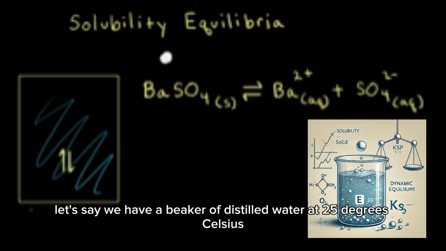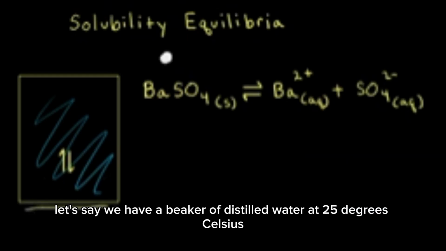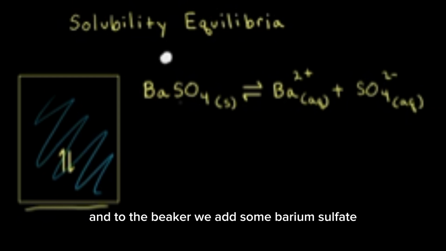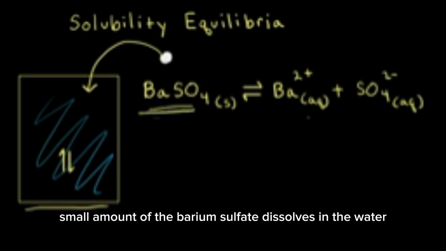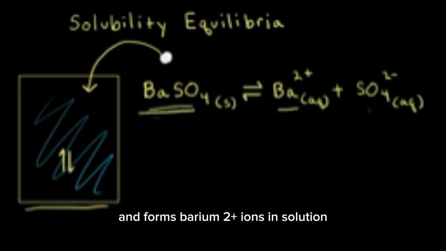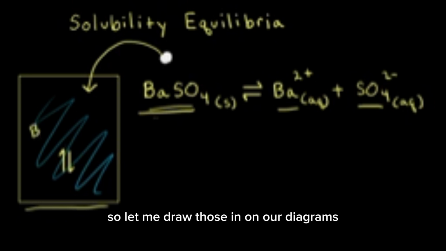Let's say we have a beaker of distilled water at 25 degrees Celsius, and to the beaker we add some barium sulfate. Barium sulfate is a white solid. A small amount of the barium sulfate dissolves in the water and forms barium 2 plus ions in solution and sulfate ions in solution. So let me draw those in on our diagram.